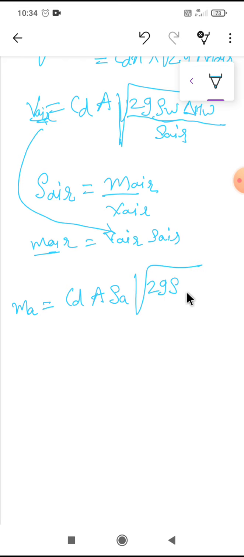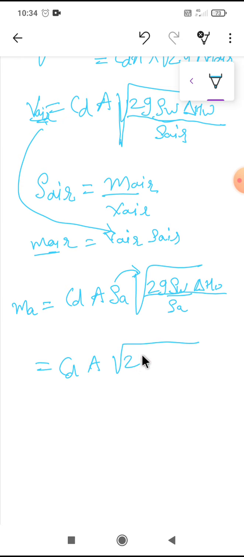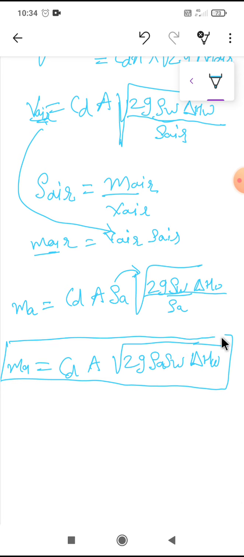2g rho_w upon rho_a into delta h_w. So I will just move this rho_a inside. If rho_a goes inside the square root, it will get squared. So I will get C_d A into the square root of 2g rho_a rho_w delta h_w. So this is the mass flow rate of air, and this is the volumetric flow rate of air.